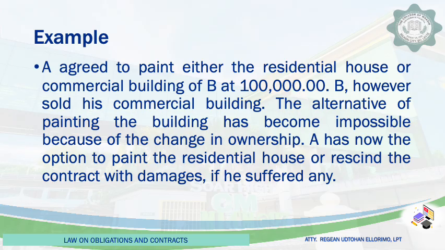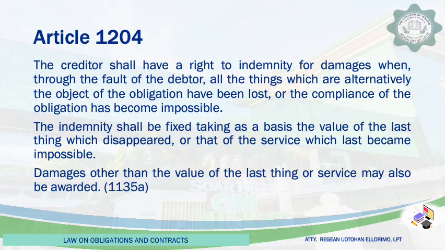Example: A agreed to paint either the residential house or the commercial building of B at 100,000. B, however, sold his commercial building. The alternative of painting the building has become impossible because of the change in ownership. A now has the option to paint the residential house or rescind the contract with damages if he suffered any. Okay? Take note of that, class. Let's move on to Article 1204.